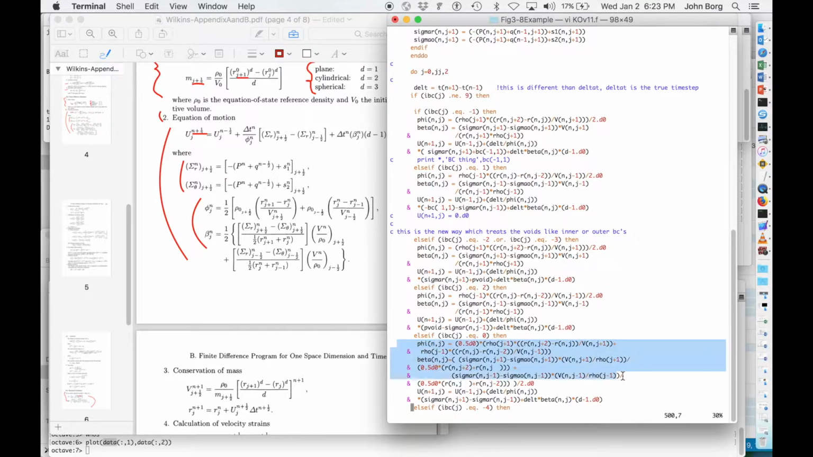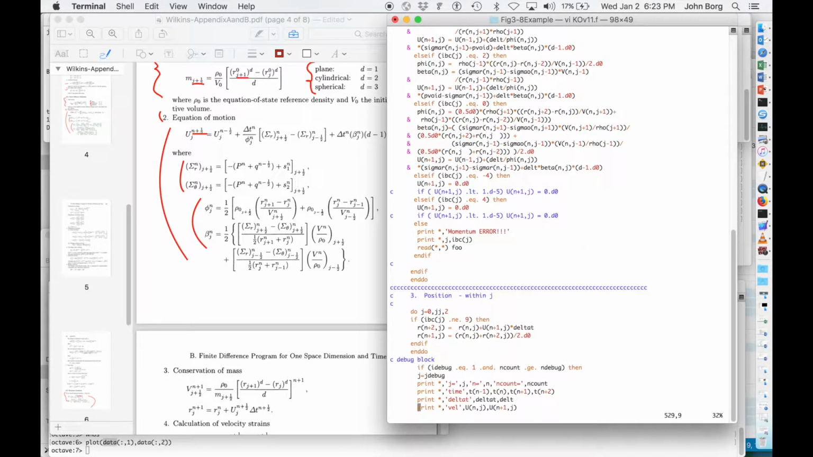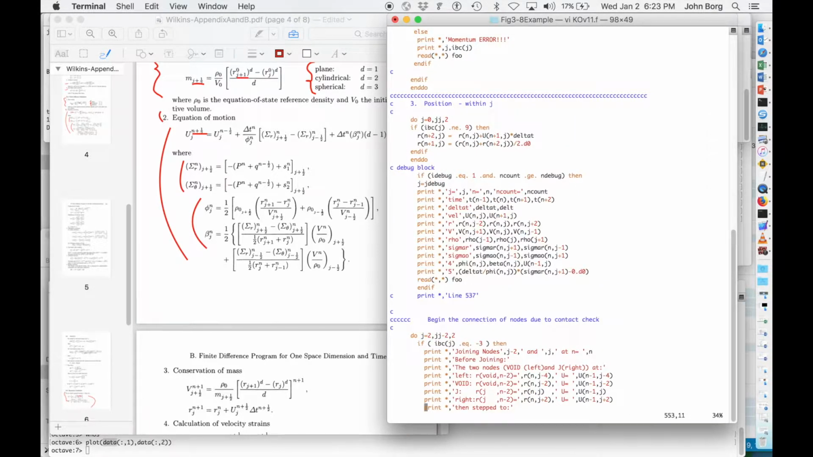Here's our central difference. We've got our sigma r and sigma theta, so we're just going to calculate phi of j and beta of j. That's essentially what we're doing here. And then we calculate the future velocity. Okay, so that is the majority of step 2. Now we're going to move on to step 3. Now remember, we still could be in the middle of contact here, and we'll resolve it here at step 3.